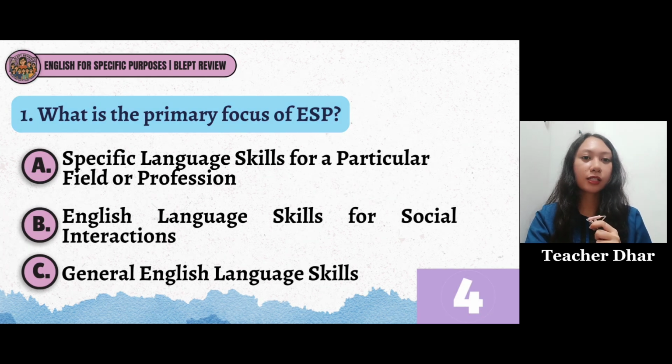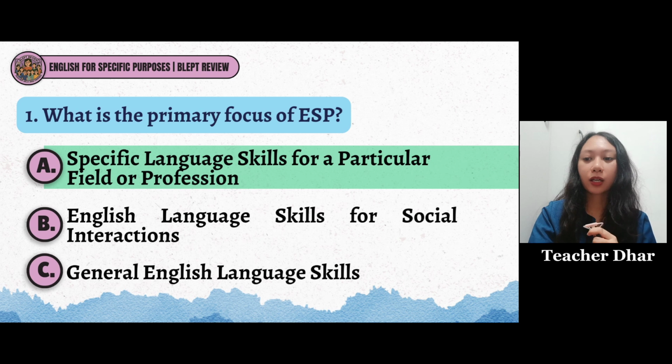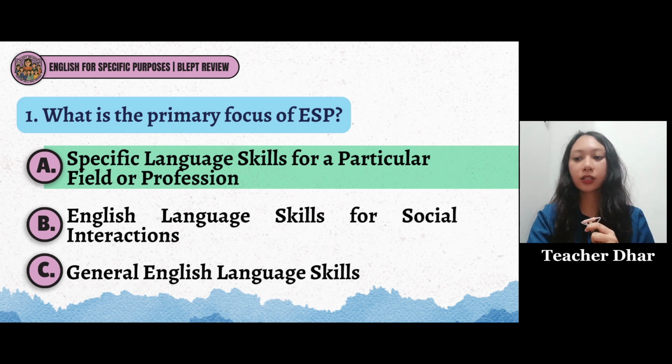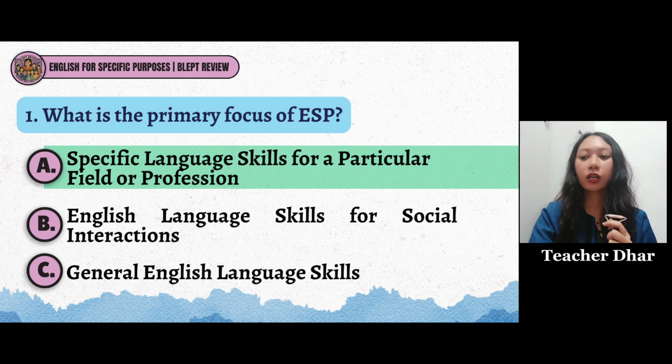Okay, if your answer is letter A, then that's right, because the primary focus of ESP is to teach language skills that are relevant to a particular profession, field, or industry. ESP courses are designed to meet the specific needs of learners who need to use English in their work, studies, or other specialized contexts. Meanwhile, letters B and C are incorrect because ESP is not primarily focused on social interactions and general English language skills.